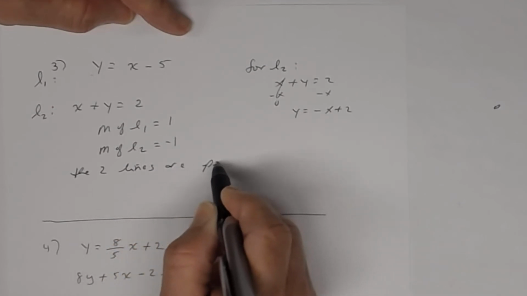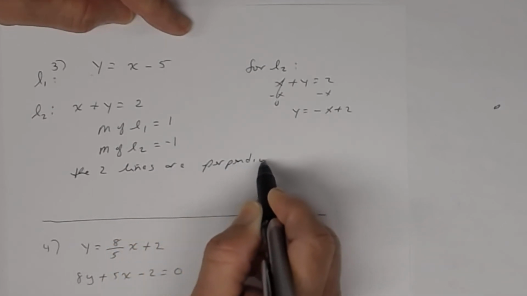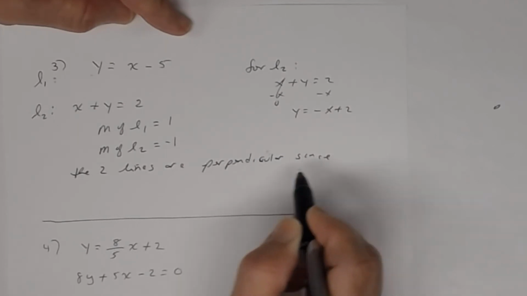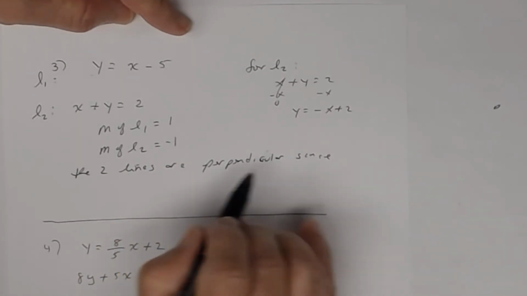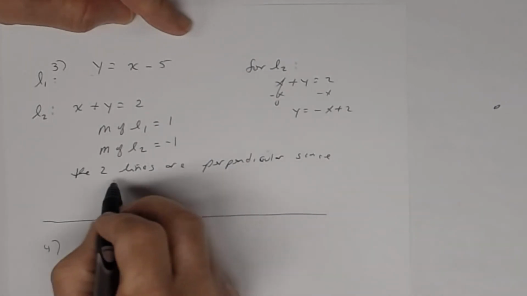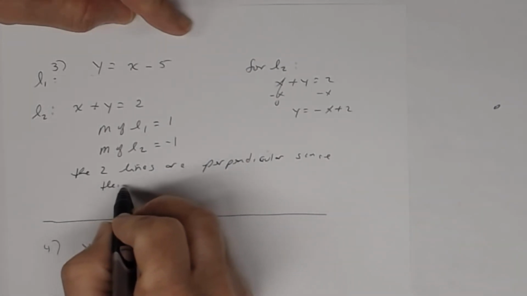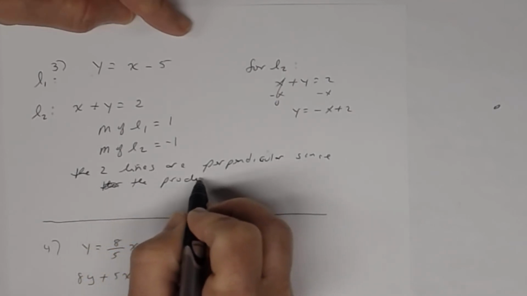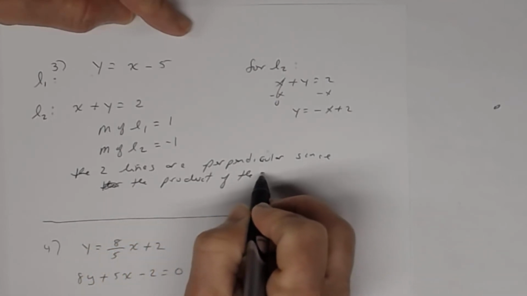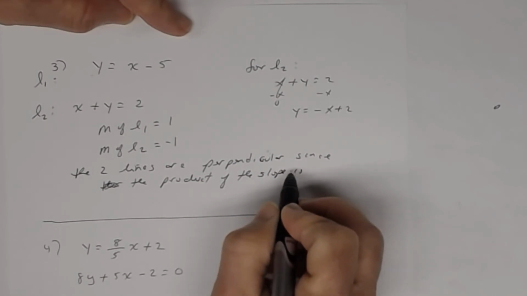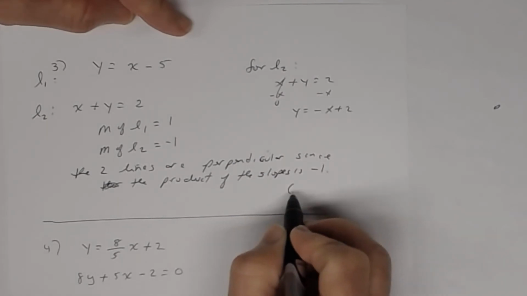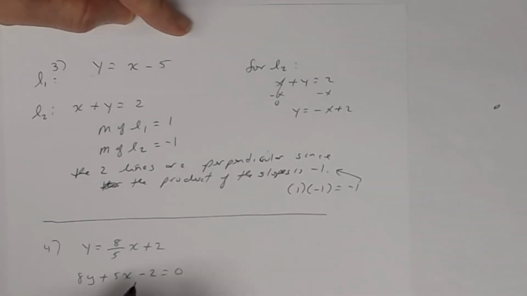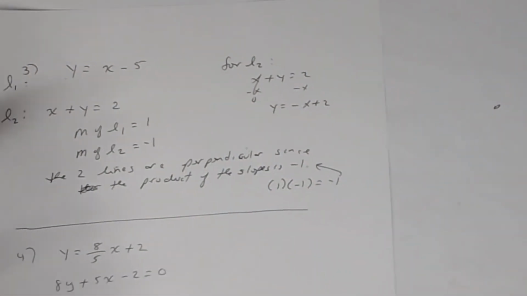All right, so the two lines are perpendicular, since, and I'm going to write it this way. The two lines are perpendicular since the product of the slopes is negative 1. 1 times a negative 1 is equal to a negative 1. Okay? All right. So that's number 3.